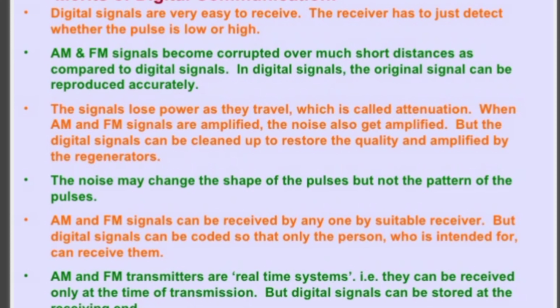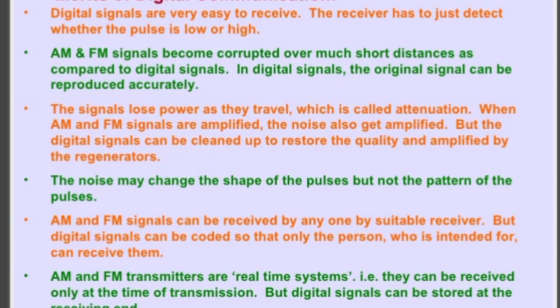The signal loses power as it travels, which is called attenuation. When the signal is traveling, it loses power; that is called attenuation. When AM and FM signals are amplified, the noise also gets amplified, but in digital modulation techniques we won't get that. The noise may change the shape of pulses but not the pattern of the pulses.